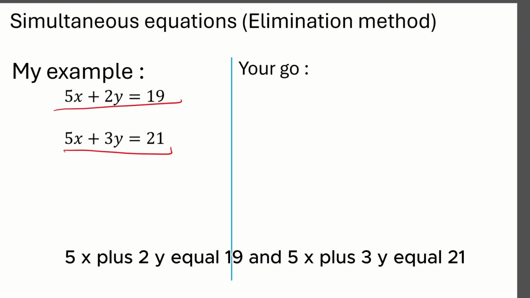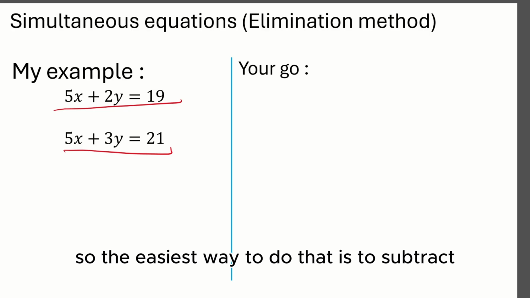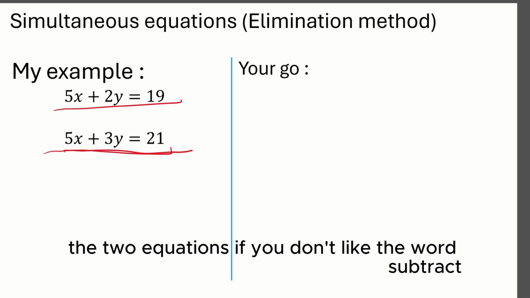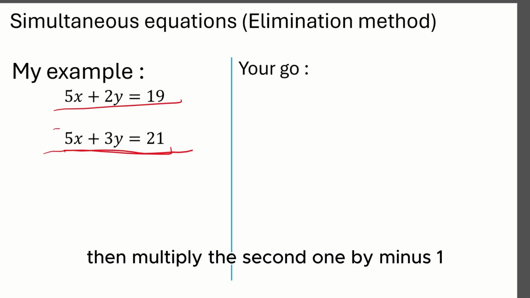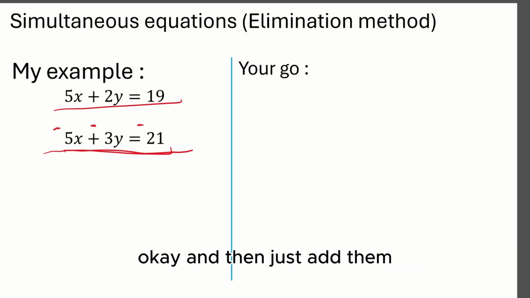In this example, 5x plus 2y equals 19 and 5x plus 3y equals 21. So the easiest way to do that is to subtract the two equations. If you don't like the word subtract, then multiply the second one by -1, okay? And then just add both equations.